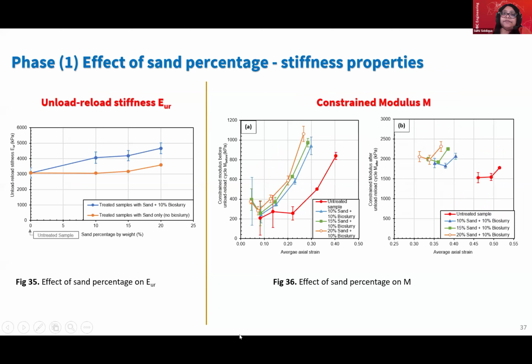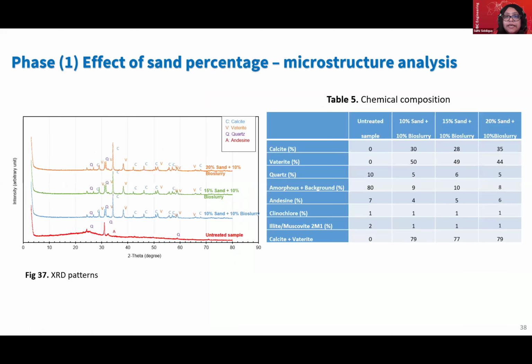And then for the stiffness parameter, we saw the samples treated with sand only, and then sand plus 10% bioslurry. When we have sand plus bioslurry, our stiffness improved. Same thing with the constrained modulus. If you have the untreated sample and then sand plus bioslurry, those parameters improve. We are getting higher values of those stiffness parameters.